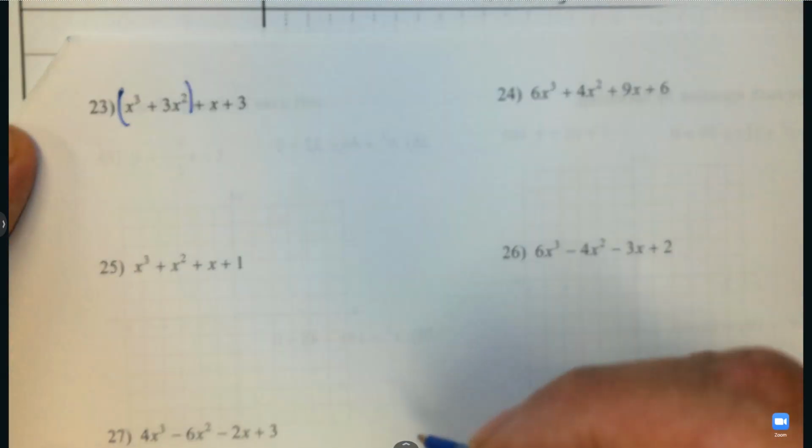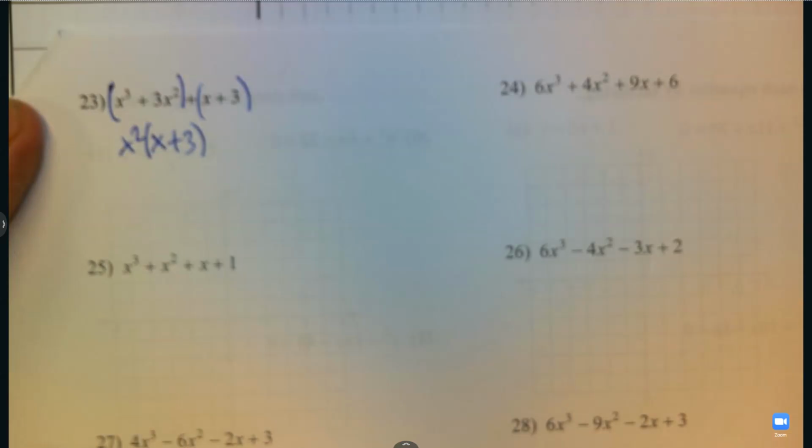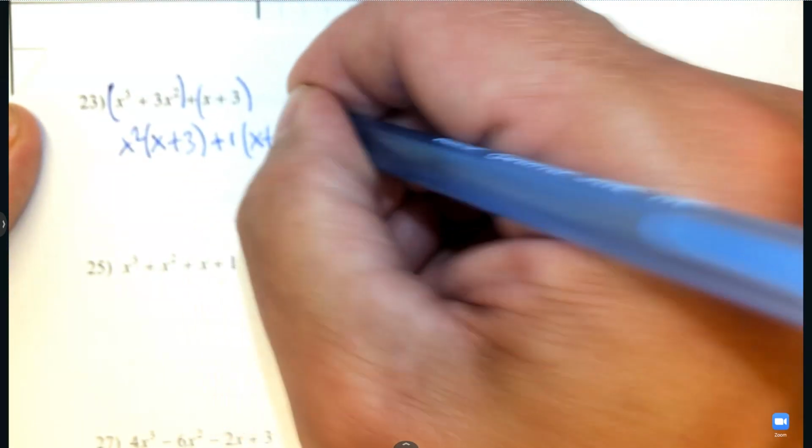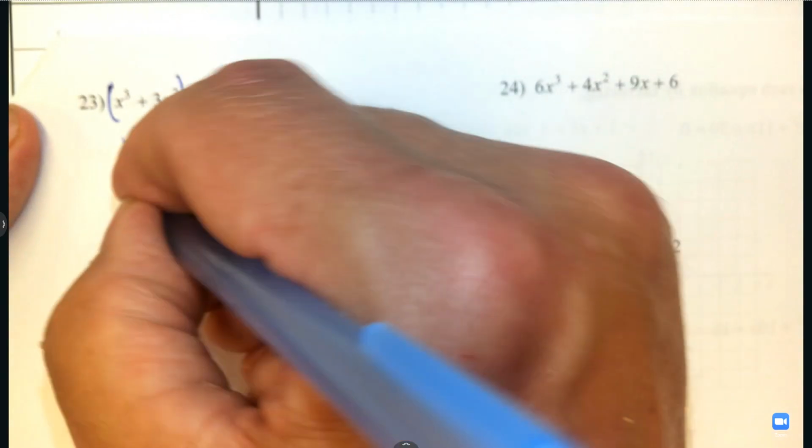This is by grouping, so let's do the first one together. So you look at the first two. They both have an x squared in common. When you factor out an x squared, you're left with x plus 3. Look at the last two. They have nothing in common. So the only number they have in common is 1. But that's important, because they share the factor x plus 3, and then what's in front of each factor is the second one.